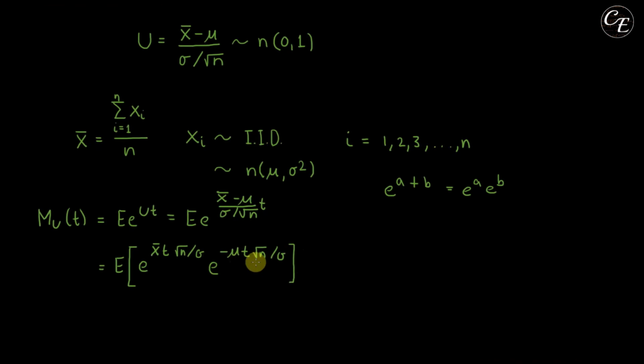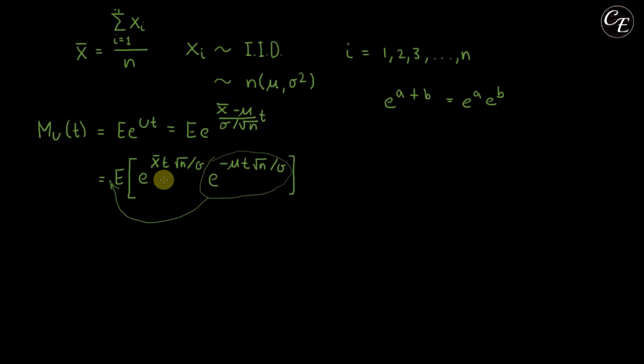Now this mu, t, and sigma are constant, so this whole term will be constant, and then we can put it outside of this expectation. Then we have e raised to negative mu t times square root of n over sigma, and then the expectation of e raised to x bar times t times square root of n over sigma. Now let us evaluate this.